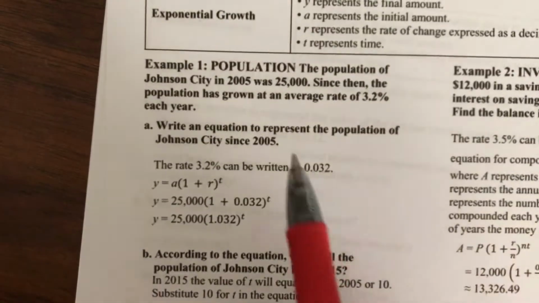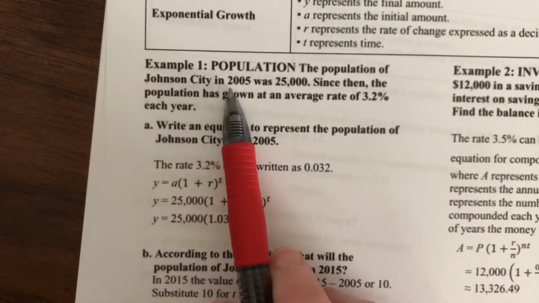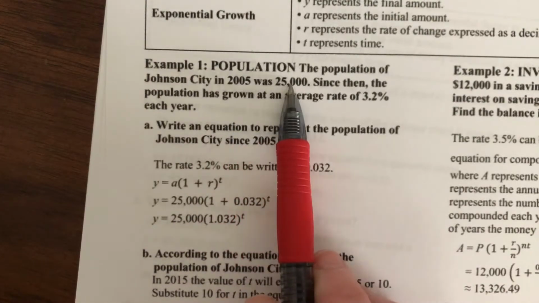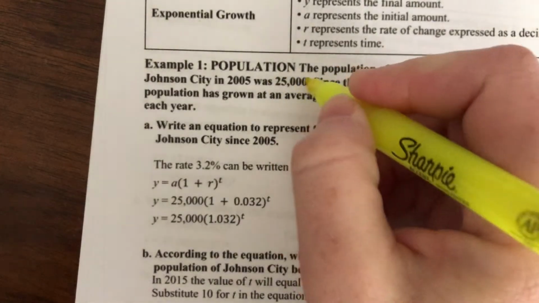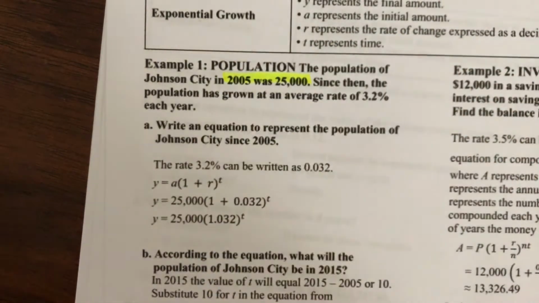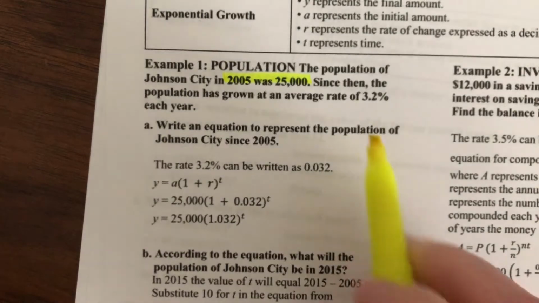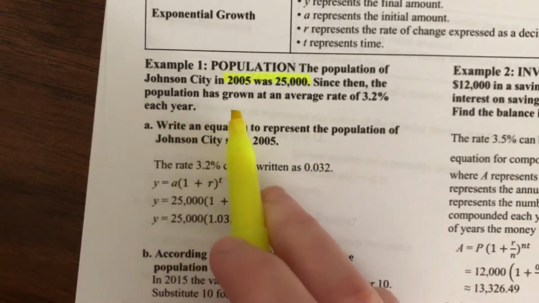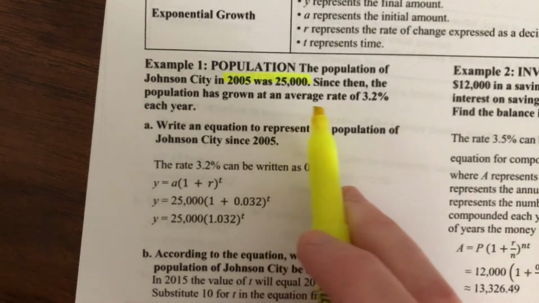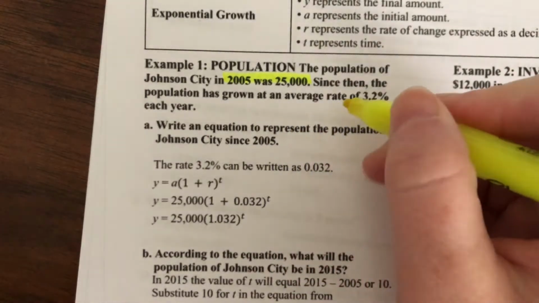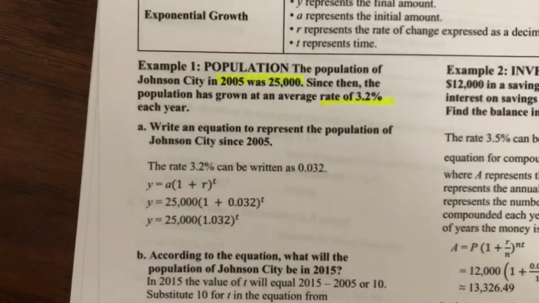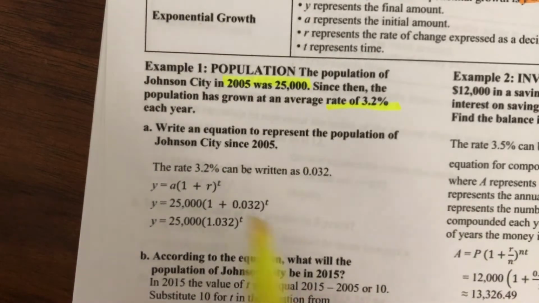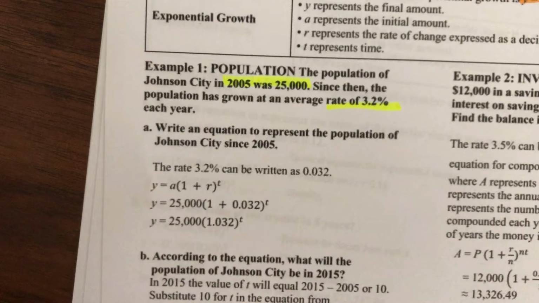So first example here, we have population. The population of Johnson City in 2005 was 25,000. I'm going to highlight some important things here. Anytime you see a number in math, you know that's probably going to be important. Since then, the population has grown at a rate of 3.2% each year. Write an equation to represent the population of Johnson City since 2005.